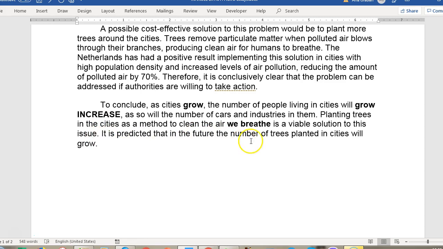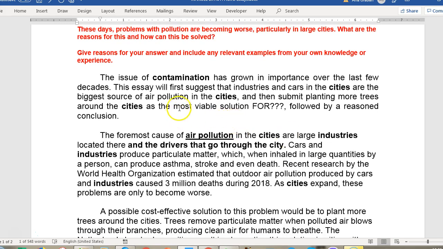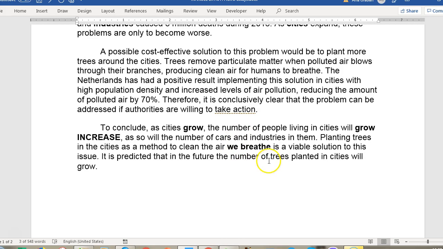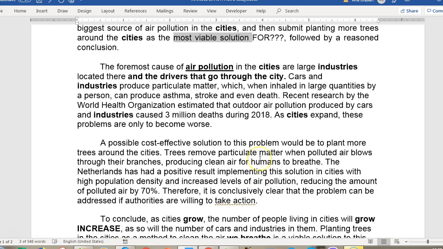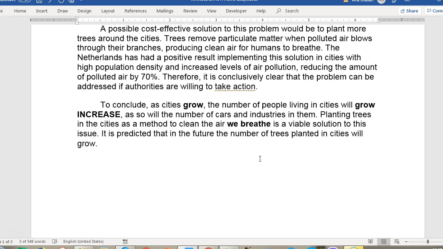It is predicted that in the future the number of trees planted in cities will grow. All right. Viable solution. I heard this before as the most viable solution. You see, I remember where I saw that. Try not to do that because this is again a repeat of good vocabulary, which is very conspicuous. I can see that I remember that. So, as a writing assessor, I will think, oh, this IELTS candidate doesn't really have another good way of saying a viable solution. So, fewer points for vocabulary.